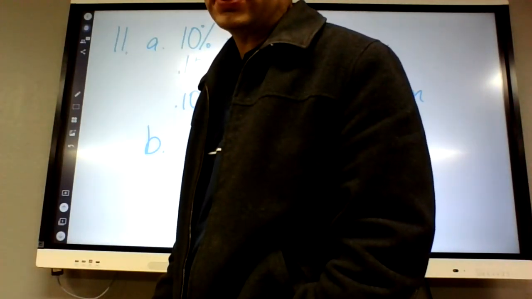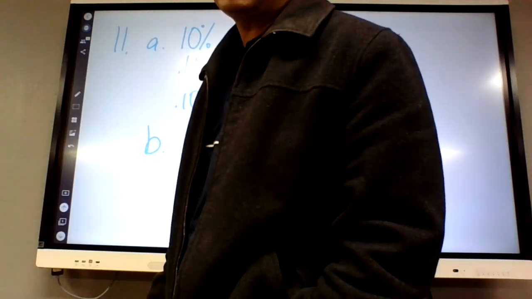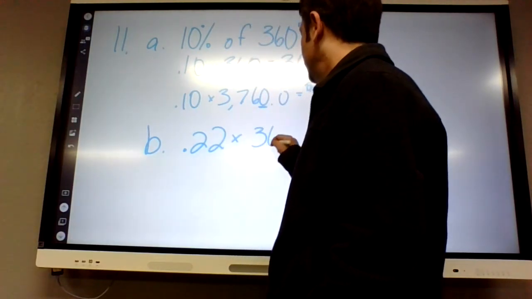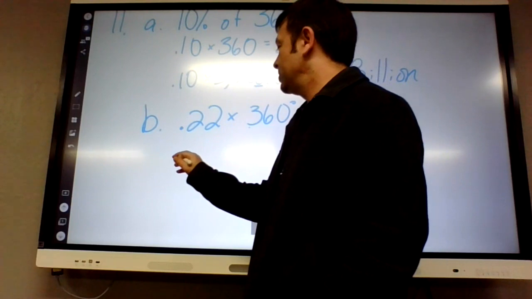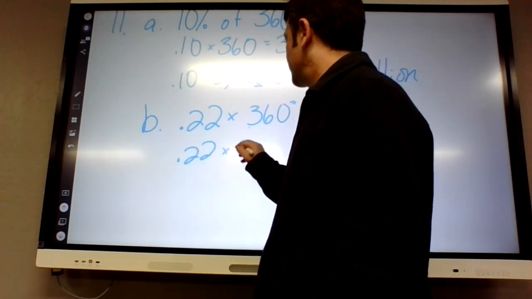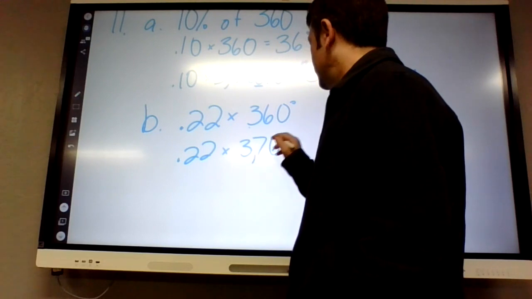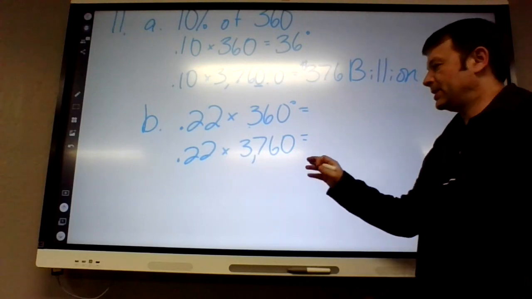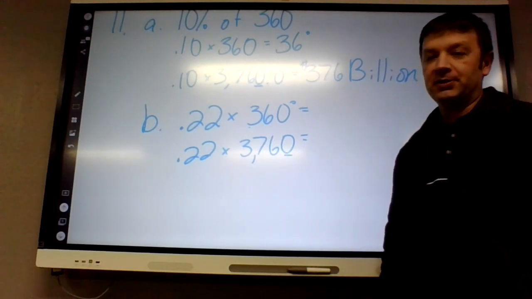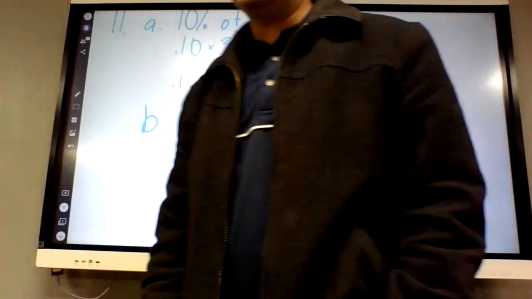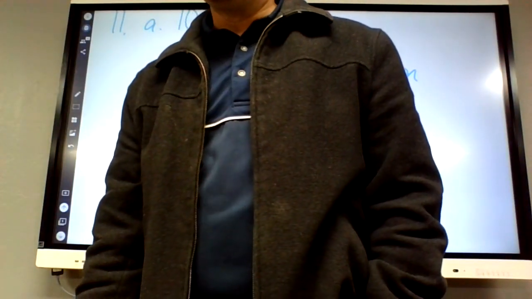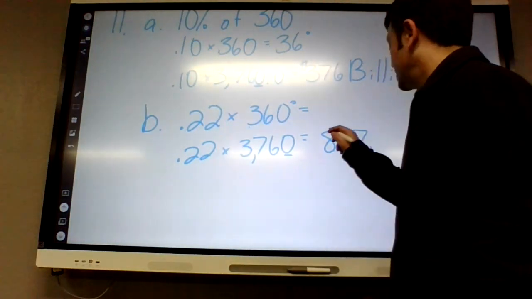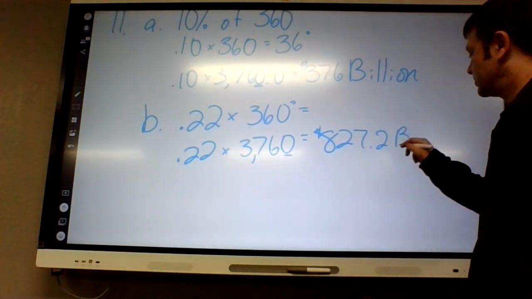Okay, defense. How much did we spend on defense? 22%. So we need 22% of 360 degrees for the angle, and we need 22% of 3,760. But I just need to keep in mind this is actually billions, not $3,760. So this one comes out as 827.2 billion.